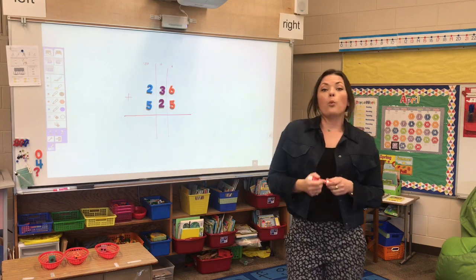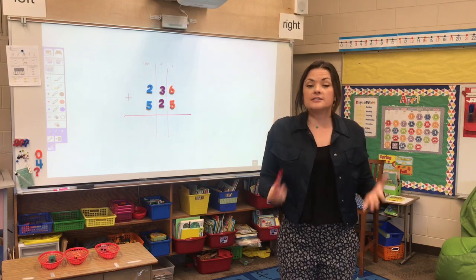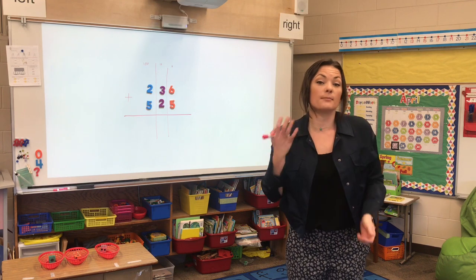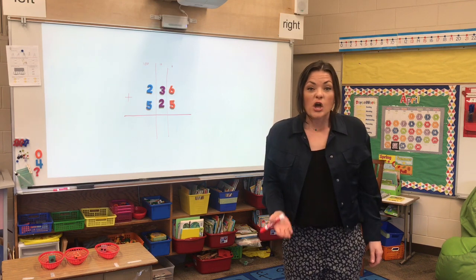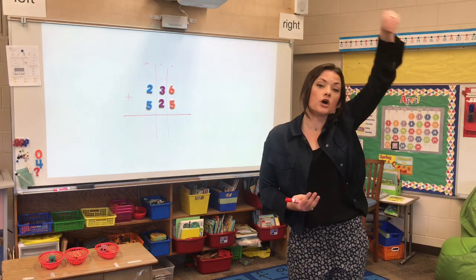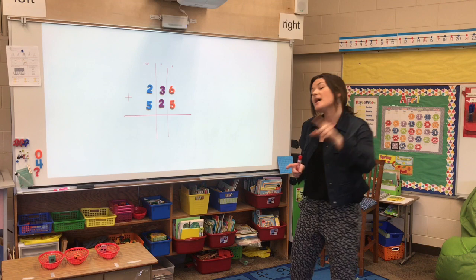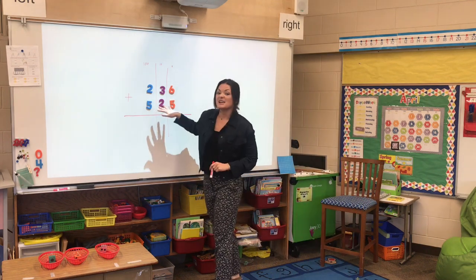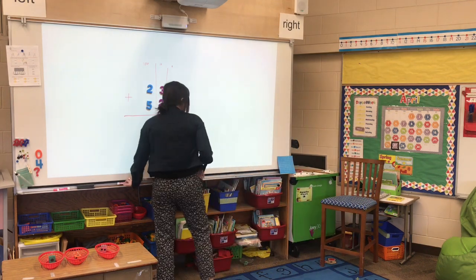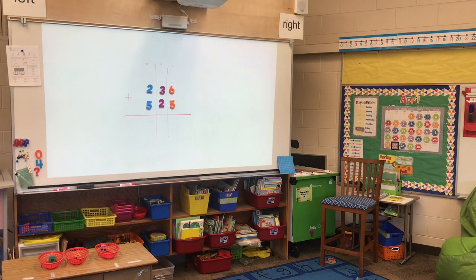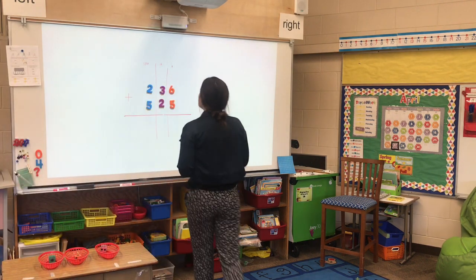Now, a few weeks ago, we added 2-digit numbers, and when we added the ones place, we got to the number 10, or a 2-digit number, and we had to regroup that 1 over to the tens place. That's what we're going to be doing today, but it's going to be with 3-digit numbers. So here's what our first problem looks like. Let me grab my marker. We are going to be adding the ones first.